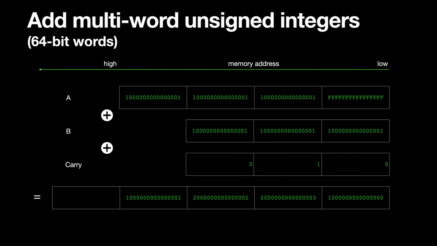Now, how do we add numbers? In this example, I have A, which is a 4-word number, and B has 3 words. Remember, memory addresses grow from right to left. I start by adding the least significant words, and then I go on towards the most significant ones. I can sum two 64-bit integers, but it may overflow. If it overflows, we must keep track of the carry.